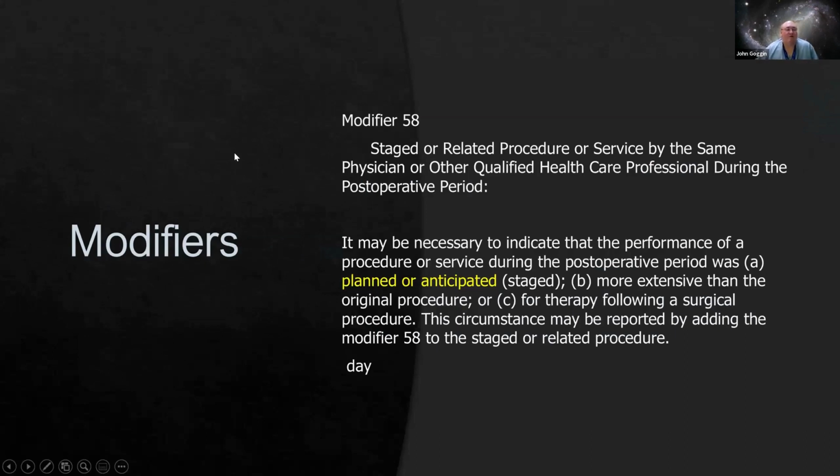So these modifiers are also frequently used. Modifier 58 is a staged or related procedure by the same physician. So if you do a procedure that carries a 90-day global, which means that everything for the next 90 days related to that procedure is included, and then you do another procedure related to that at a follow-up visit, you would use a modifier 58.